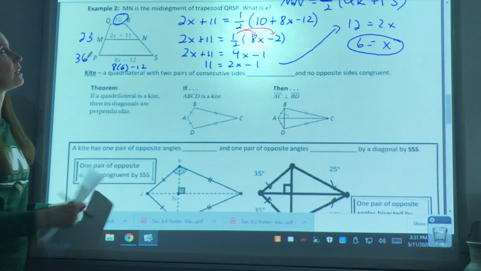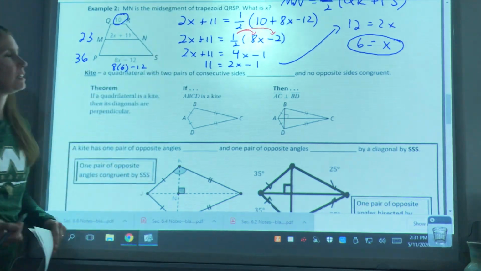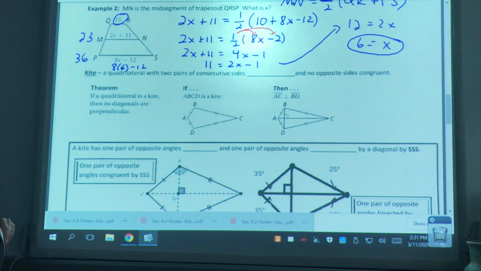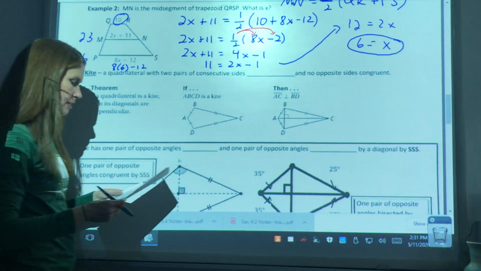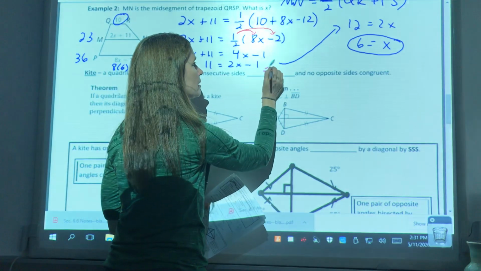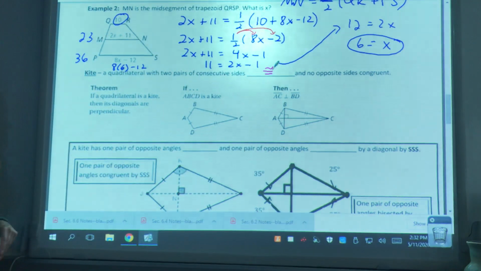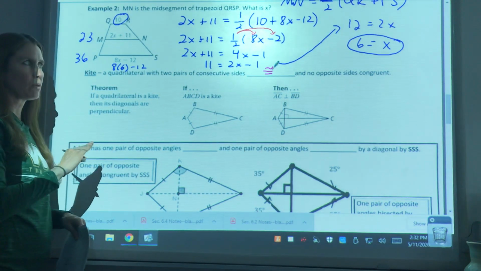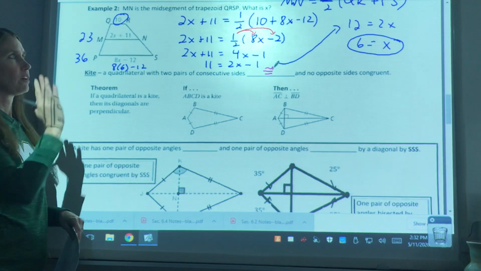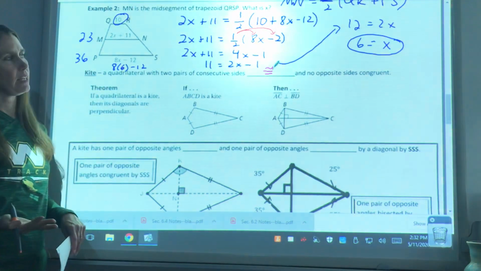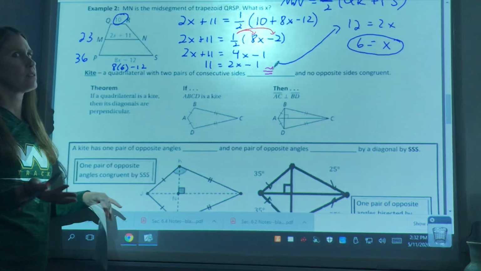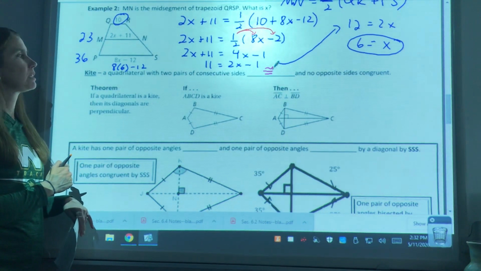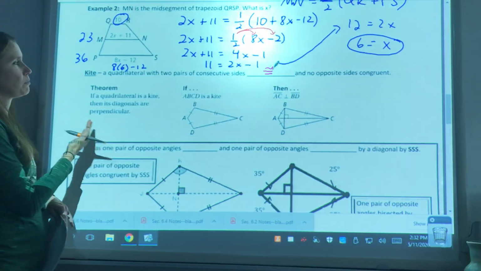All right, for a kite, the next thing that's mentioned here is a kite is a quadrilateral with 2 pairs of consecutive sides congruent, and no opposite sides congruent. Okay, so again, we're talking about quadrilaterals in this section. We already mentioned a trapezoid, now we're mentioning kite. Both of these are quadrilaterals, neither one are parallelograms.